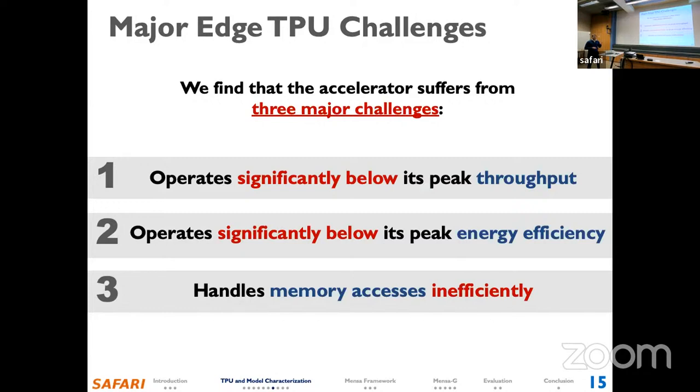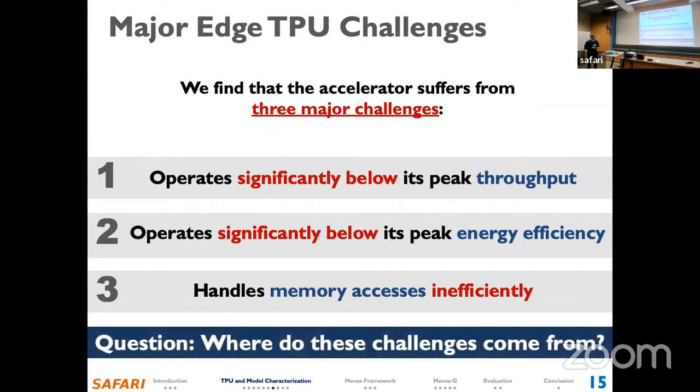So overall, to summarize again, the main challenge that we saw in the Google Edge TPU when accelerating those 24 models is that it operates significantly below its peak throughput, and it operates significantly below its peak energy efficiency, and it handles memory access quite inefficiently. So the question now is where those challenges are coming from.